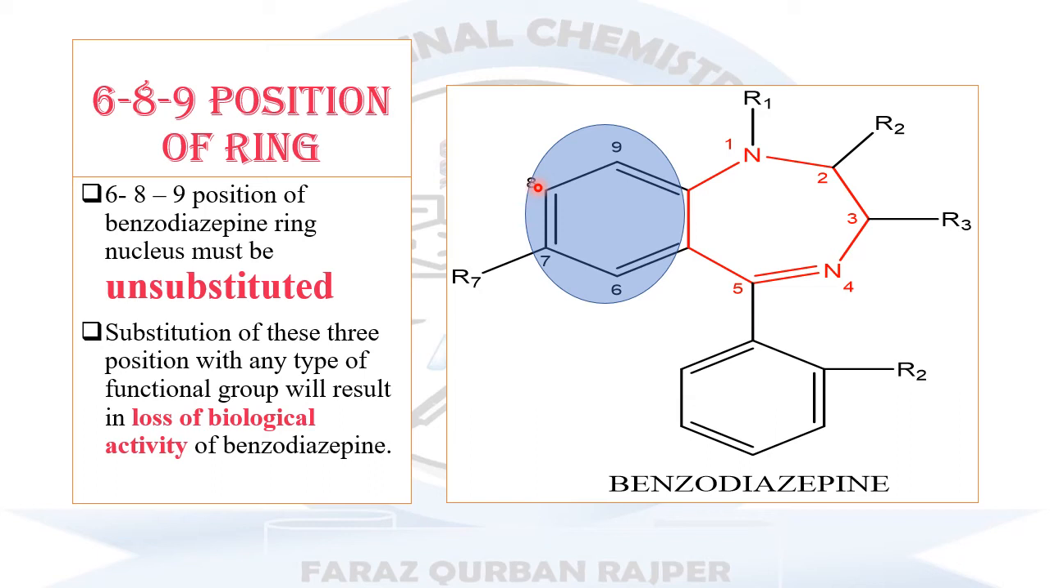This means if any benzodiazepine has any type of substitution at these three sites, then it will ultimately have no biological activity due to these functional groups. So for the essential activity of benzodiazepine, for its optimum activity, these three sites in its chemical structure, that is positions number 6, 8, and 9, must be unsubstituted.